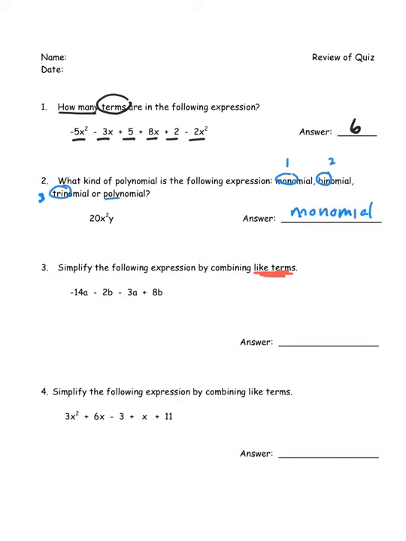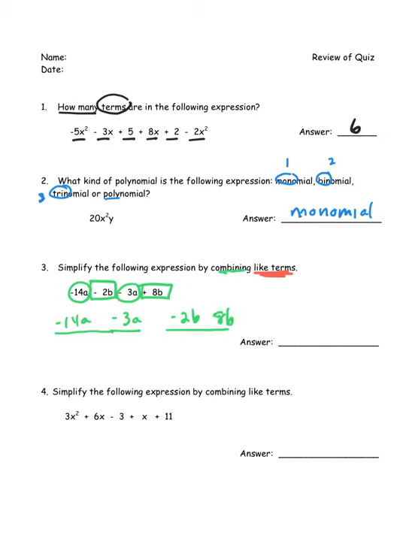So when we do that, we have a group of A's, and we're going to take the operation sign in front. So this is negative 14A, and that minus 3A we're going to look at as a negative 3A. Then I see B's. I have a minus 2B, so that's going to be written as a negative 2B, and a positive 8B, or a plus 8B, and that's a positive 8B.